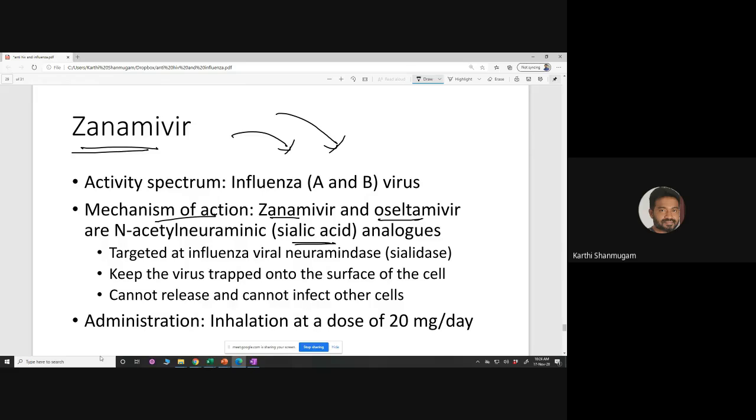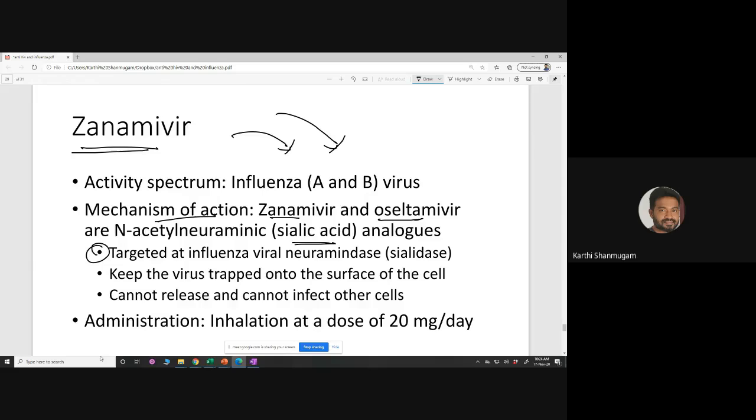As I told, for the entry of this virus particle, the glycoproteins present in the virus should go and attach to the acid present on the host cell called sialic acid. Since zanamivir and oseltamivir are analogs of this sialic acid, instead of the virus binding to the sialic acid, they can go and bind and inhibit the attachment of the virus particle to the host cell, right?